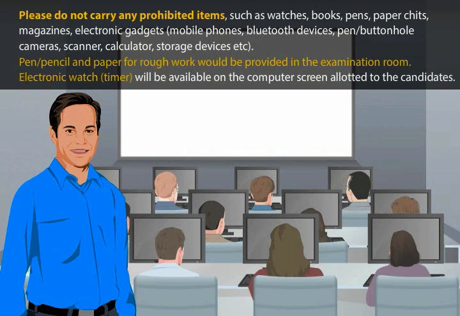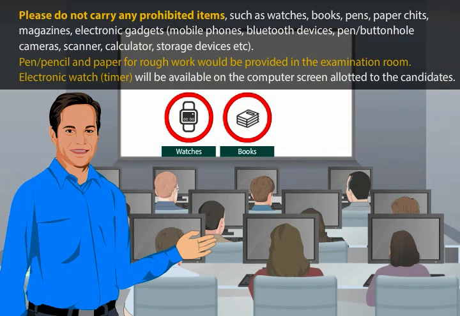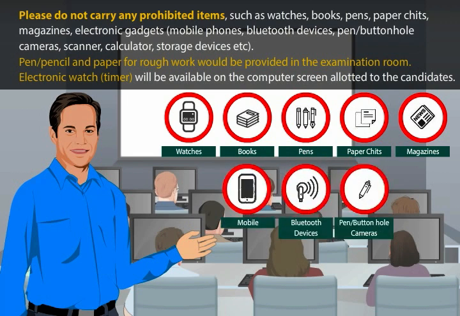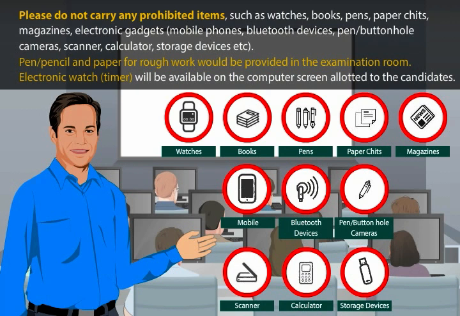Please do not carry any prohibited items such as watches, books, pens, paper chits, magazines, electronic gadgets, mobile phones, Bluetooth devices, pen or buttonhole cameras, scanner, calculator, storage devices, etc. Pen or pencil and paper for rough work would be provided in the examination room. Electronic watch timer will be available on the computer screen allotted to the candidates. Being prohibited items, you will not be allowed to carry these items inside the examination venue.